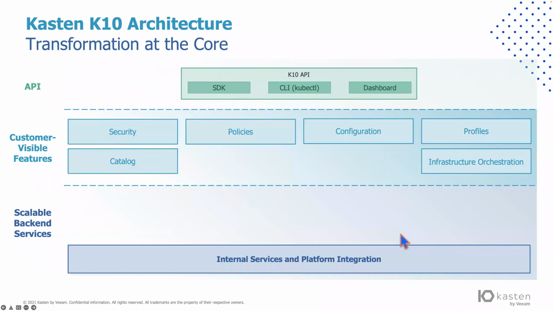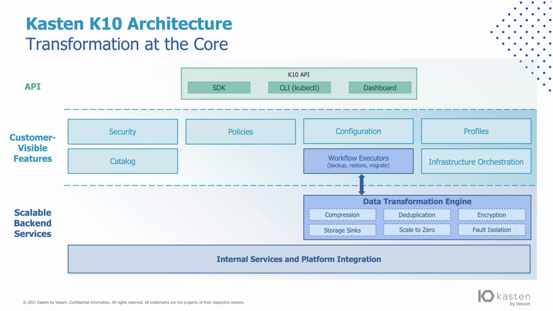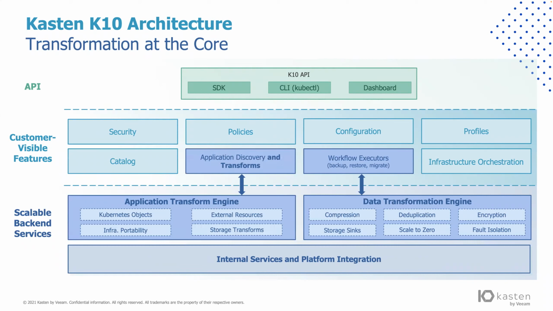So a little bit more information about the Kasten K10 transformation. That's part of our core architecture, we have two powerful transformation engines here. The number one is the data transformation engine. So we have the built-in compression, deduplication, encryption, etc. And the other transformation engine is the application transformation engine. This is very powerful. That makes life easier when it comes to application mobility or portability.